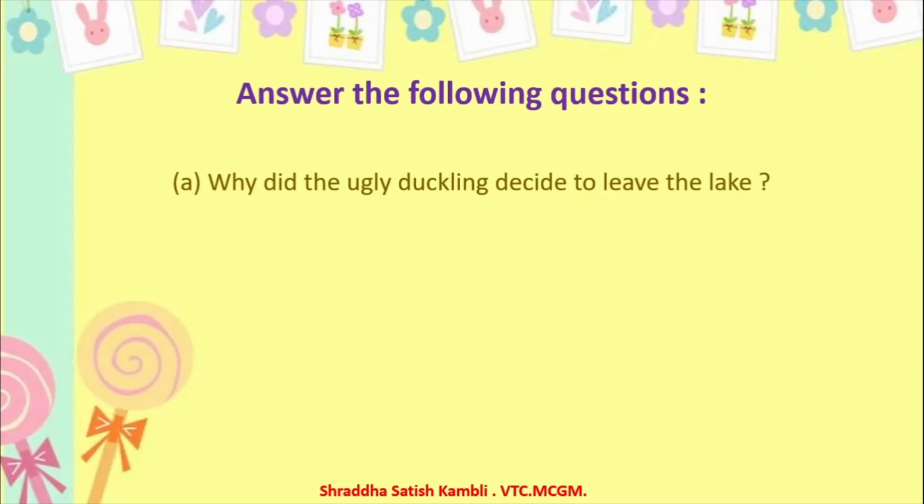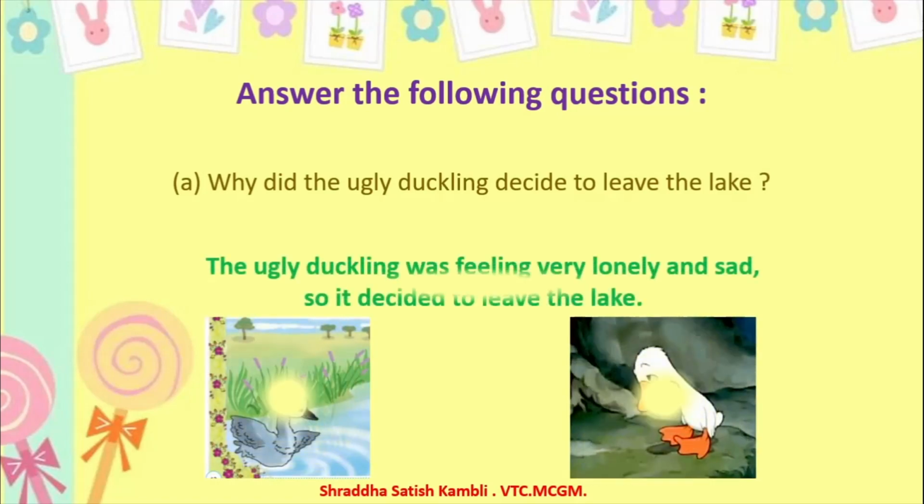Why did the ugly duckling decide to leave the lake? Why was the ugly duckling sad? Because the ugly duckling was feeling very lonely. Why was it feeling lonely? Because the other ducks were not ready to play with it. They were making fun of it. Okay? So he was very lonely. He was very sad. And he decided to leave the lake.